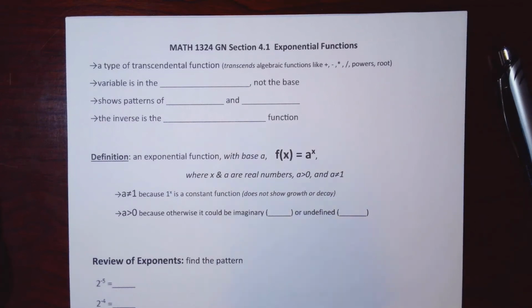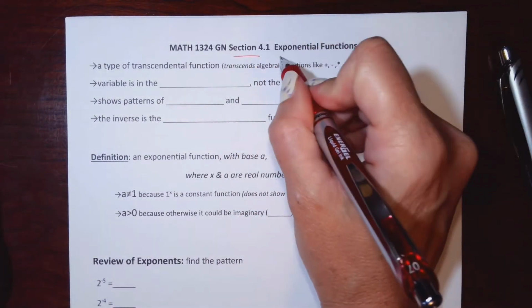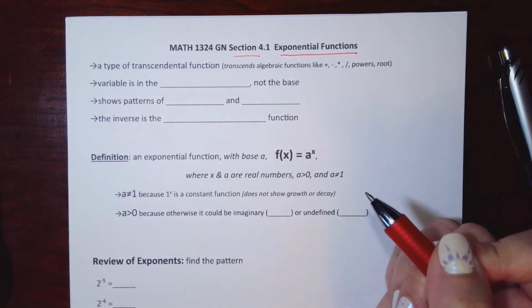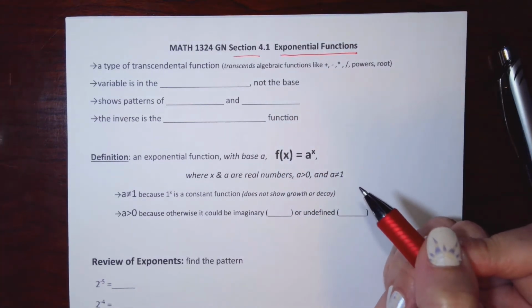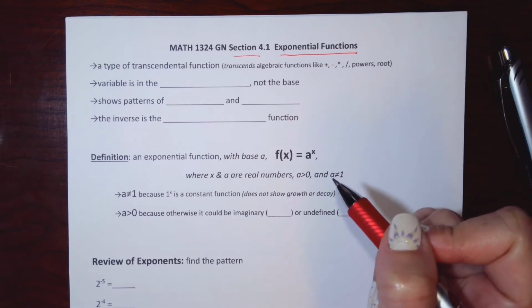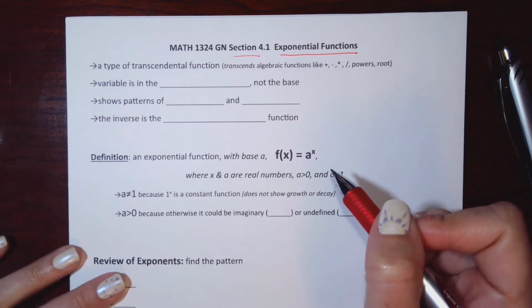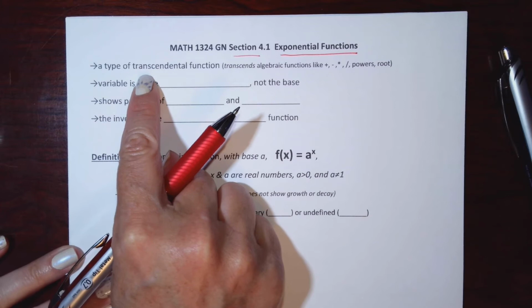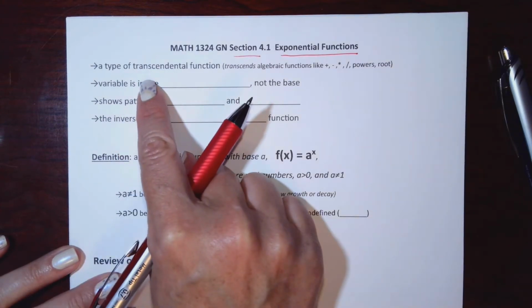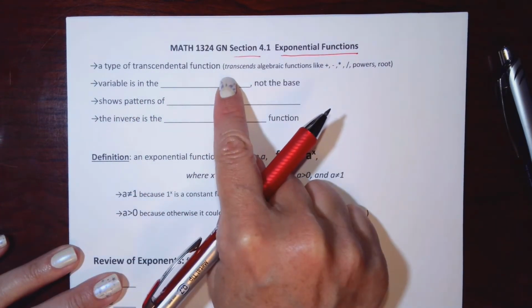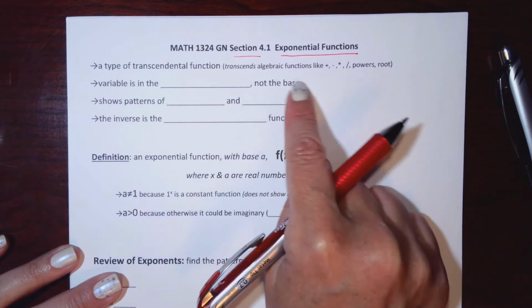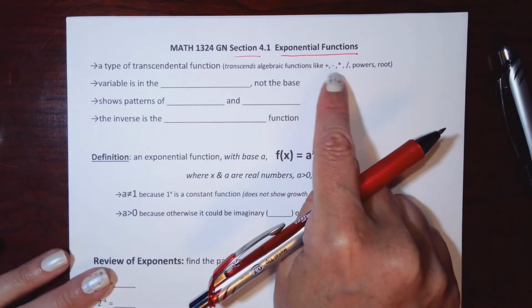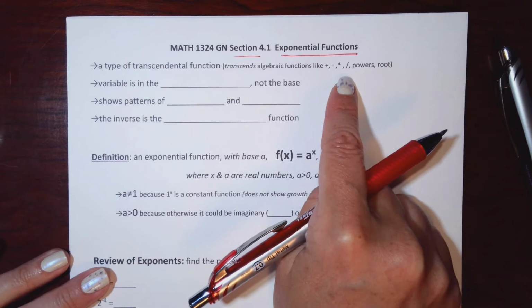With our guided notes for section 4.1, we move on to exponential functions. Now, exponential functions look different from our polynomial functions. An exponential function is what we call a transcendental function. It transcends our algebraic functions that are our four major operations: add, subtract, multiply, divide.